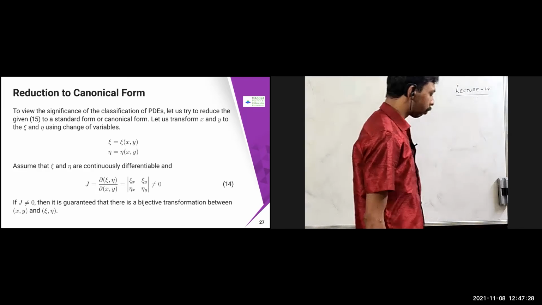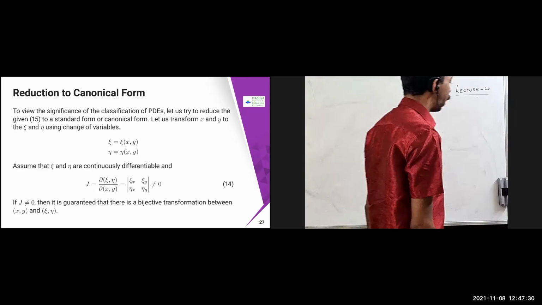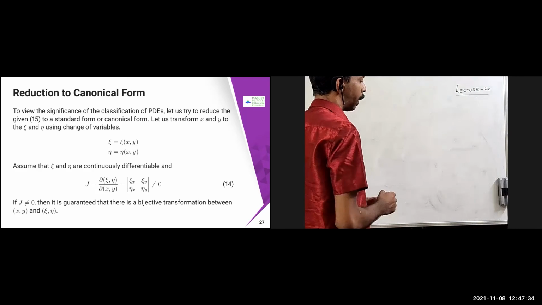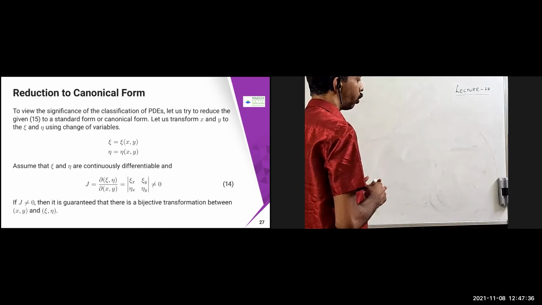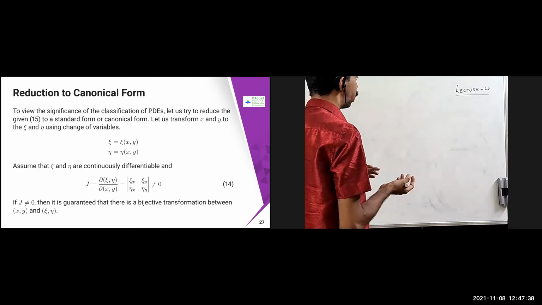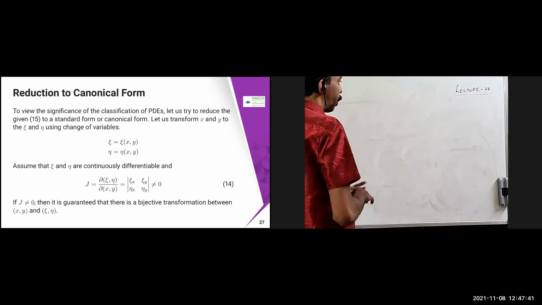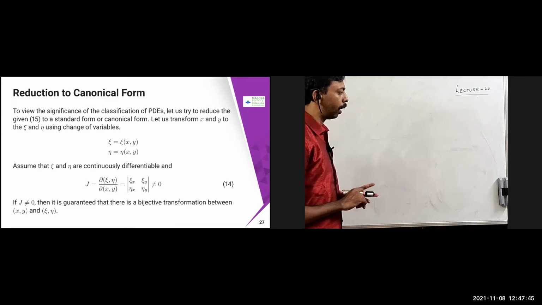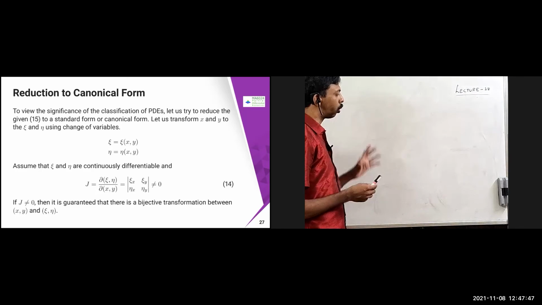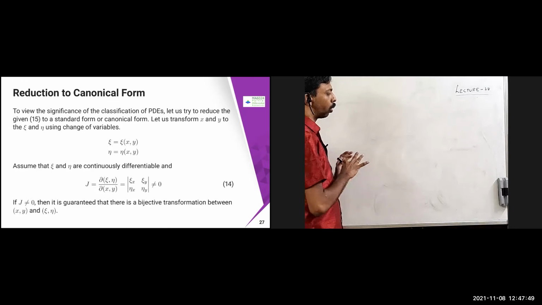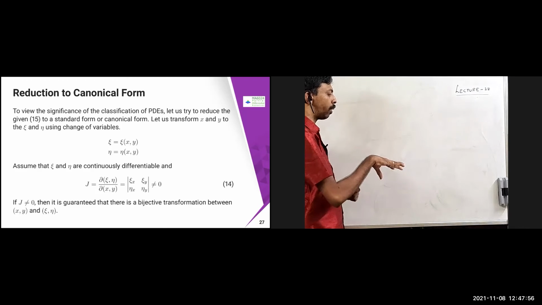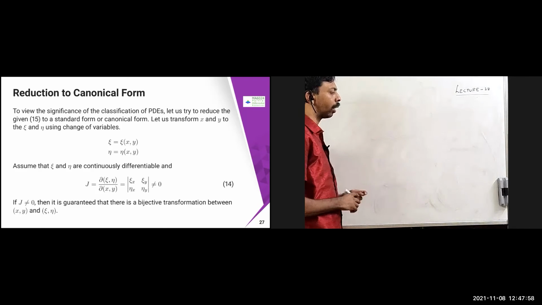So now, we are going to use the significance of the classification of PDEs. We are going to reduce the problem into canonical form. You might have studied the canonical form in the linear algebra course, or the algebra course. The same kind of thing here also. We are going to reduce to a standard form, or canonical form, and then in that setup we will solve the problem.